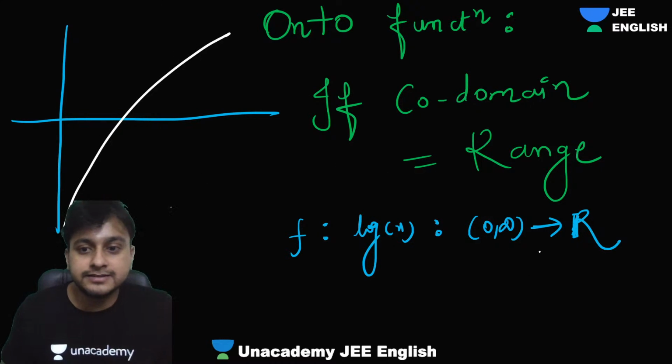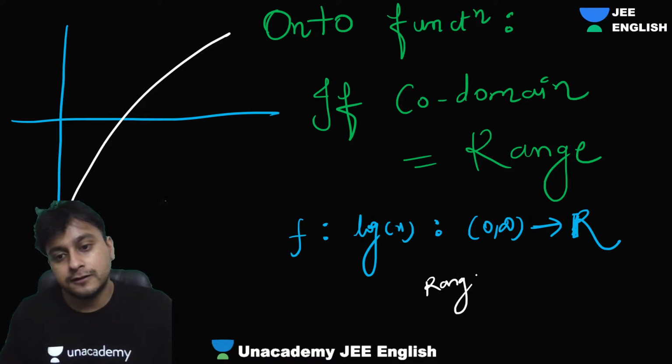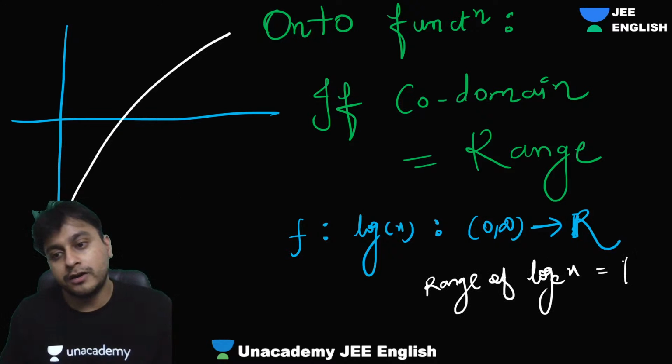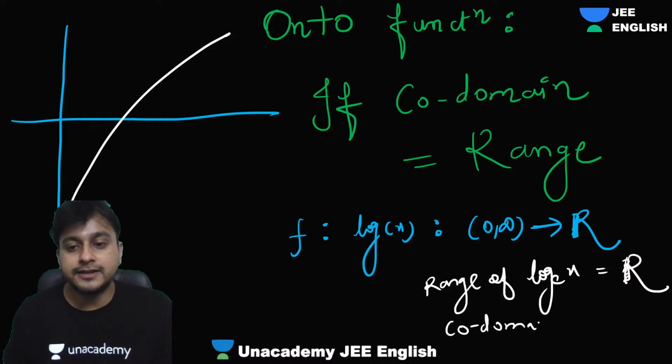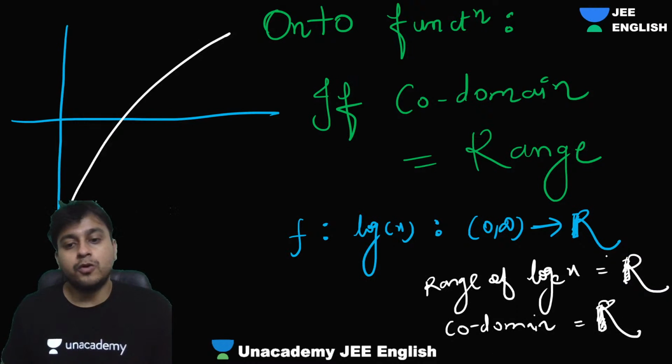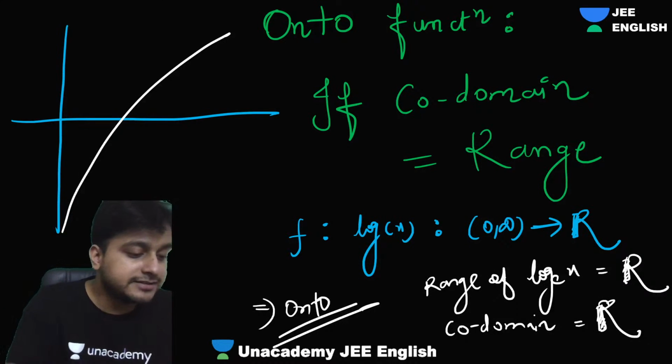What is the range of log x in this region? Range of log x is all real numbers, isn't it? And what about the codomain? Codomain is the second set. Second set, what is that? R only. Are you getting my point? So codomain equals to range implies it is onto. Understood? That is as simple as it gets.